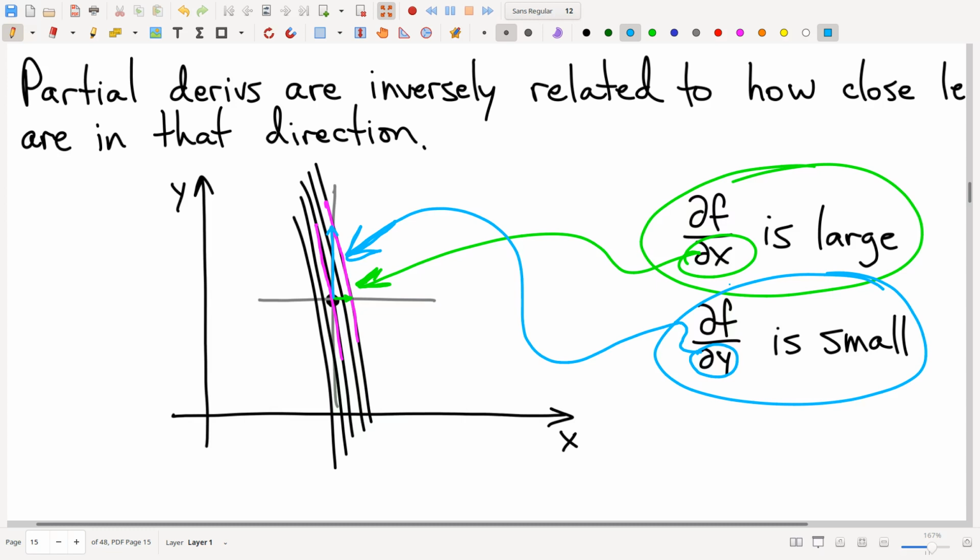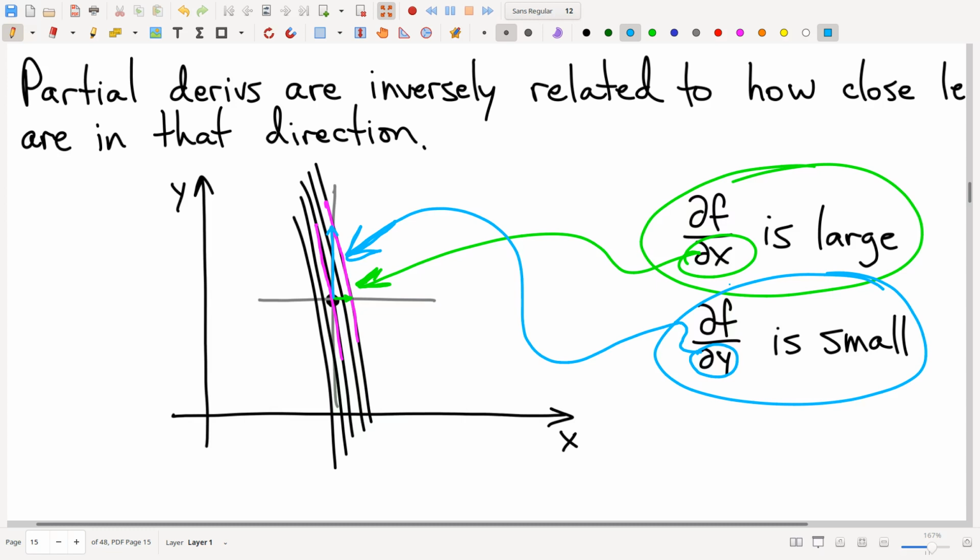Roughly speaking, whichever direction you're looking in, maybe the x direction, maybe the y direction, the closer the lines are together in the relevant direction, the larger that partial derivative is. And the farther apart the lines are in the relevant direction, such as in the y direction, the smaller your partial derivative is.